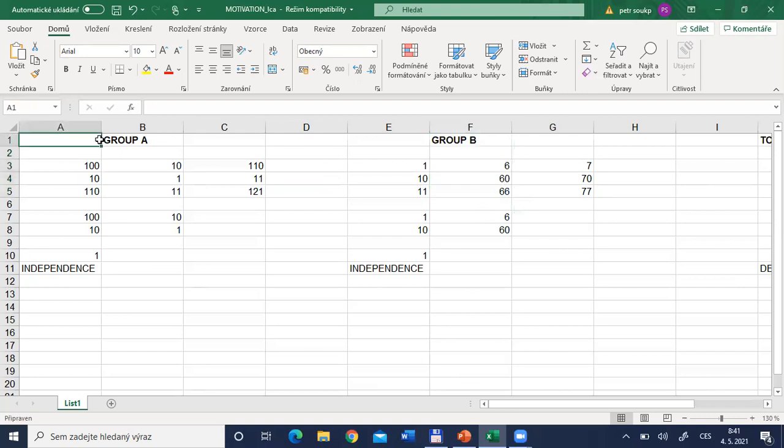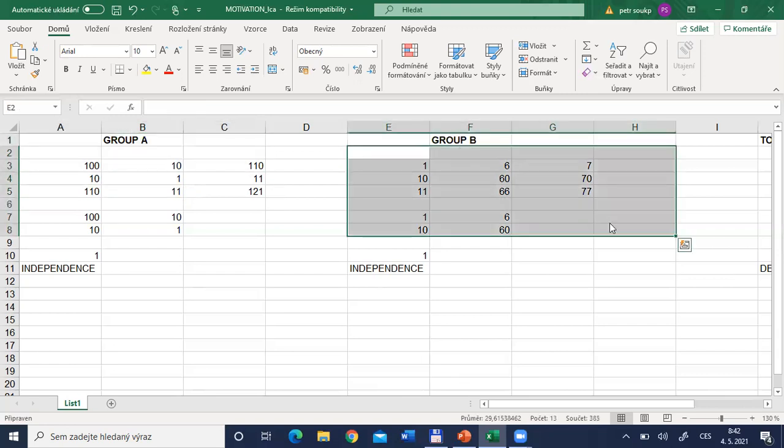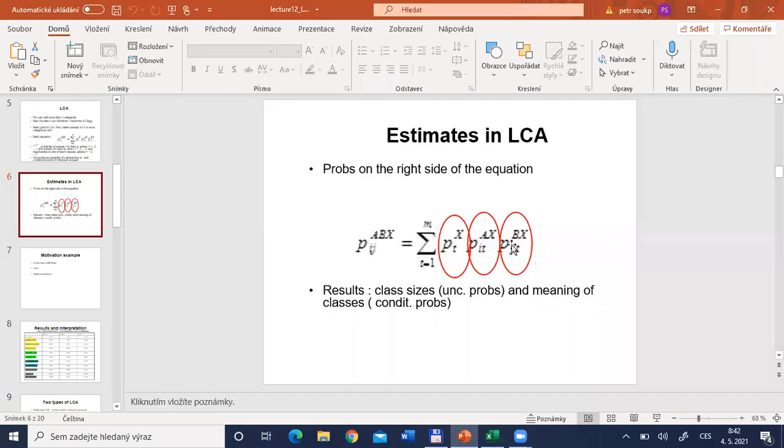The difference between group A and group B would be that group A are people who are responding yes, yes, and group B would be people who are responding no, no, by these so-called conditional probabilities. So responding yes or no, if I'm a member of group A or group B, would be these parameters in latent class analysis. As we would also like to perform some computations in Mplus, we would try to take this example.